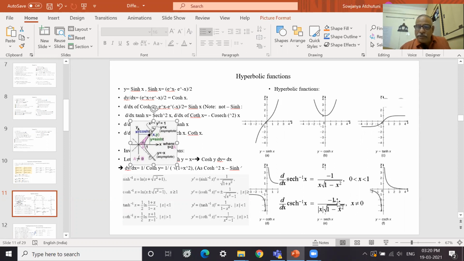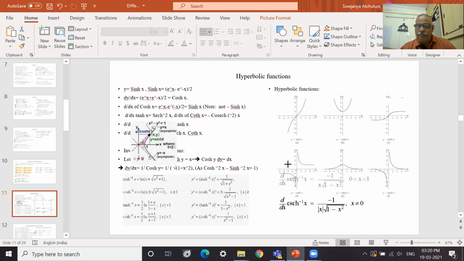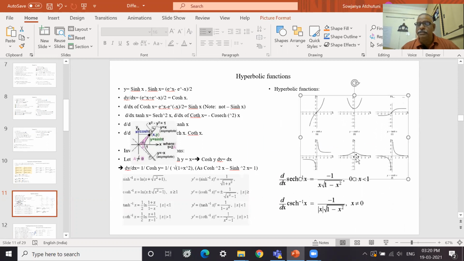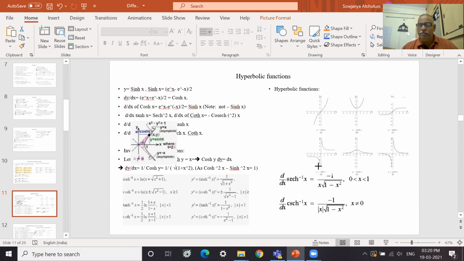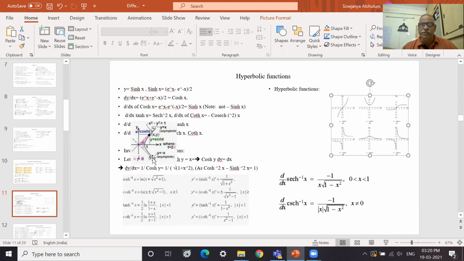Sech x. Where is sech x? Let us see. This is cosech x. Cosech and coth are almost similar type. This is sech x. So these are all hyperbolic functions.